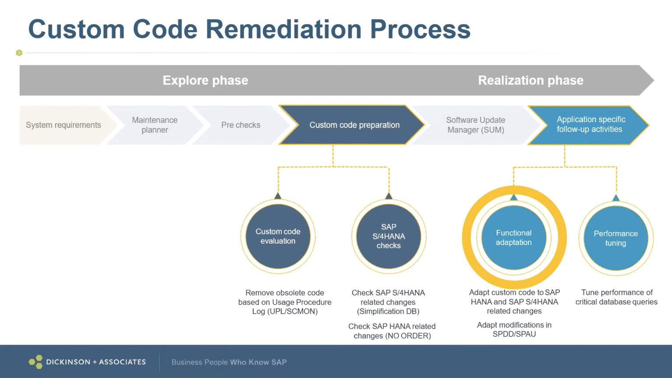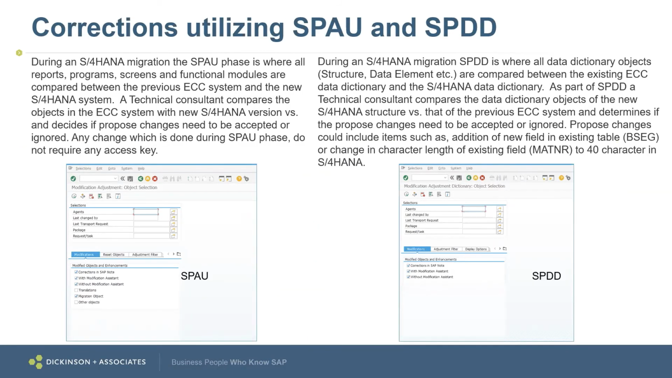So the process of running a rehearsal is paramount to the S/4HANA migration conversion process. Ultimately, the tools that you're using to do those corrections are tools that most ABAPers are going to be familiar with. You're still using the SPAU tool and the SPDD tool. SPAU for things that are specifically technical objects like reports and programs and screens and function modules, and SPDD, which is more directed at your data dictionary objects.